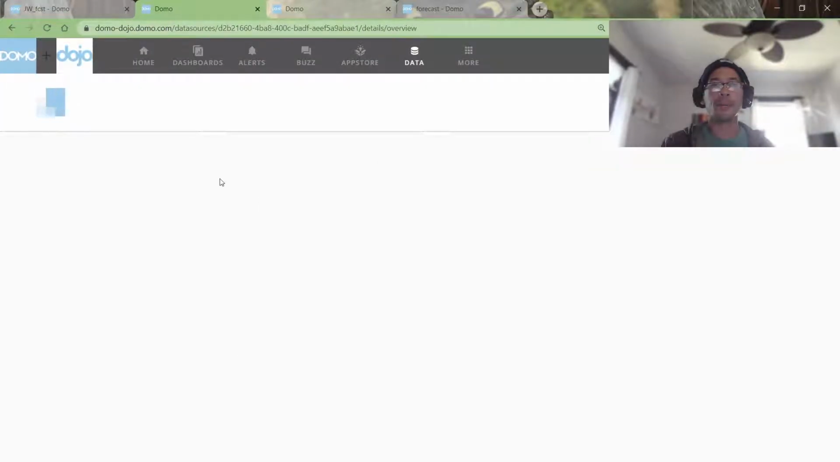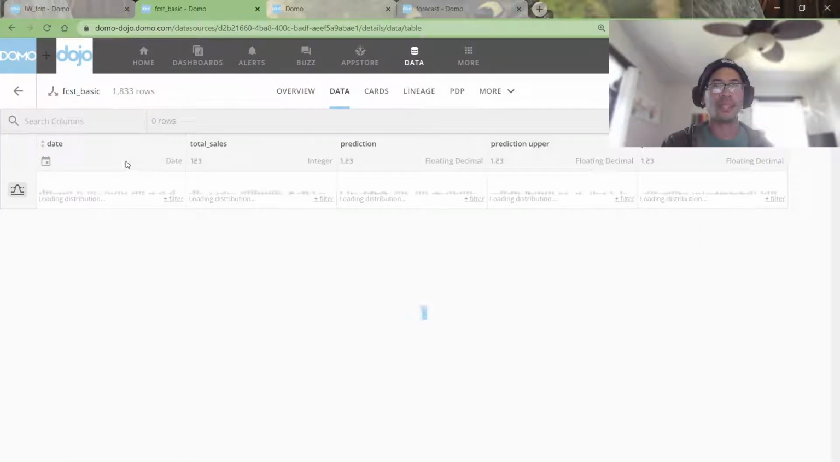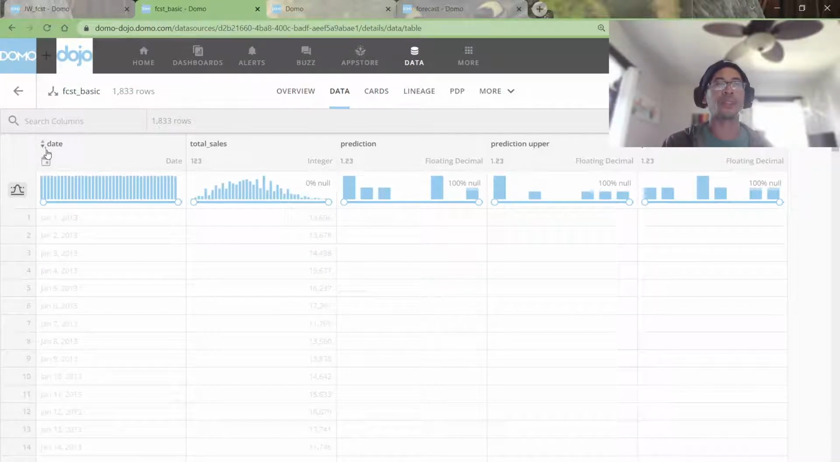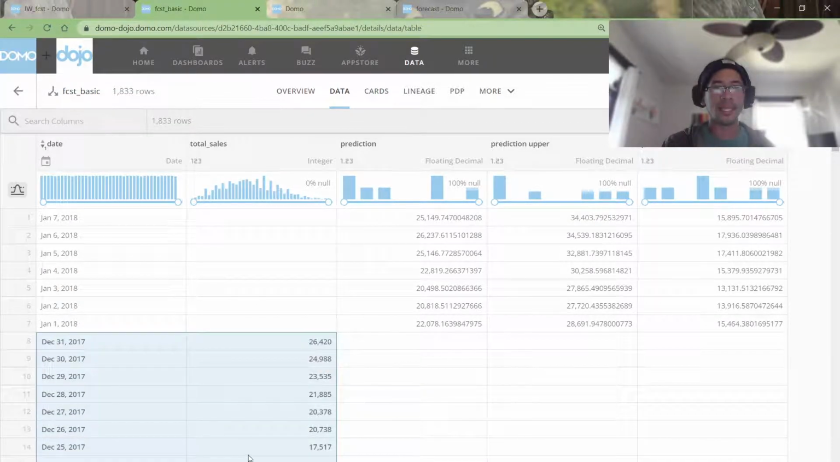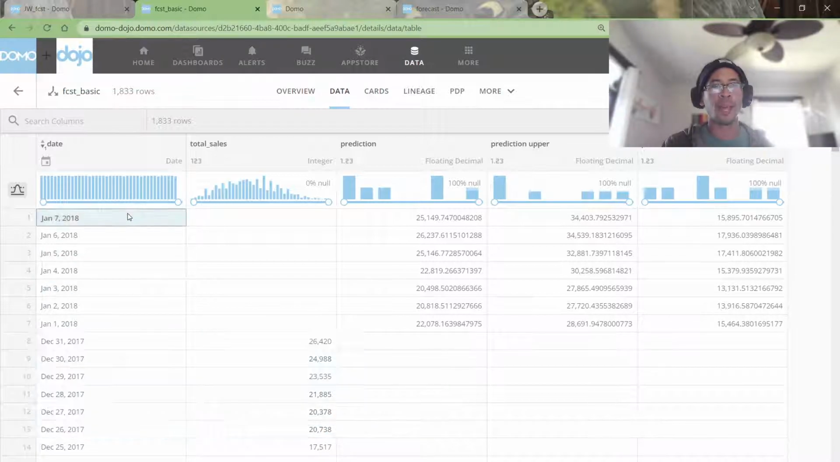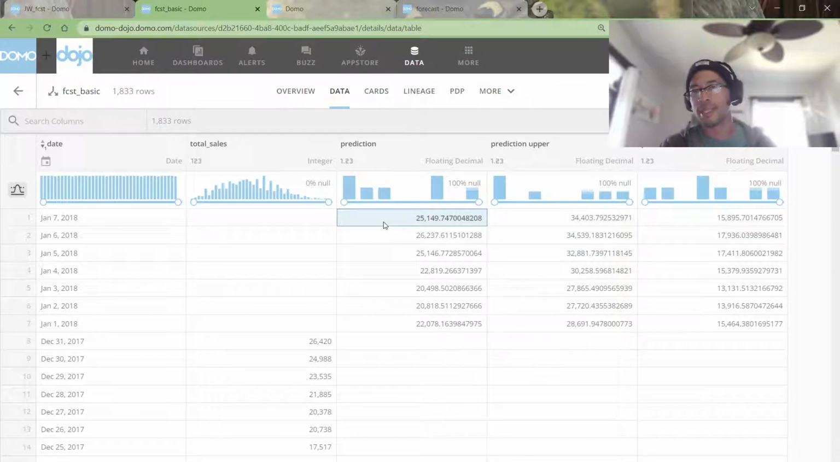In my basic output, I think I said it predicts 14 days into the future, so if I sort by date descending, my last day of actuals data is December 31st. Again, the granularity has been set at 1 row per day. I now generate, I lied, 7 days into the future, and these are the values that I'm predicting. And I'm 95% confident that I will be between 34,000 and 15,000, but my actual guess is like 25.